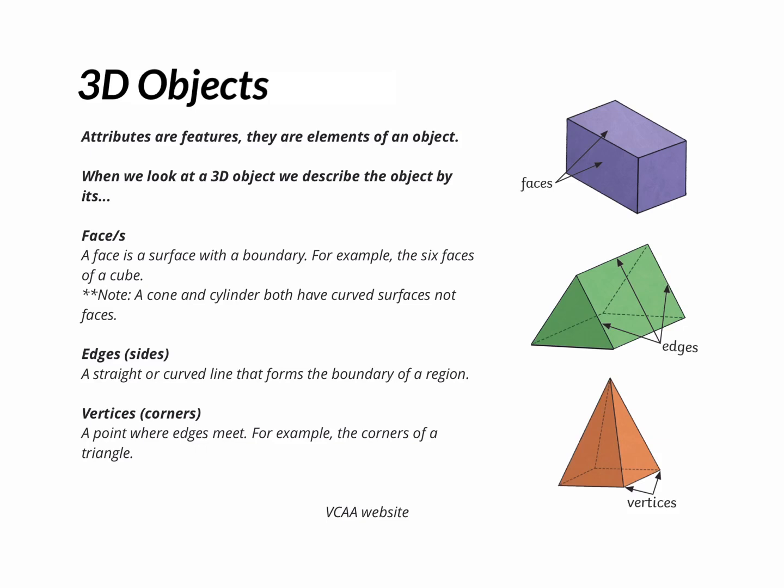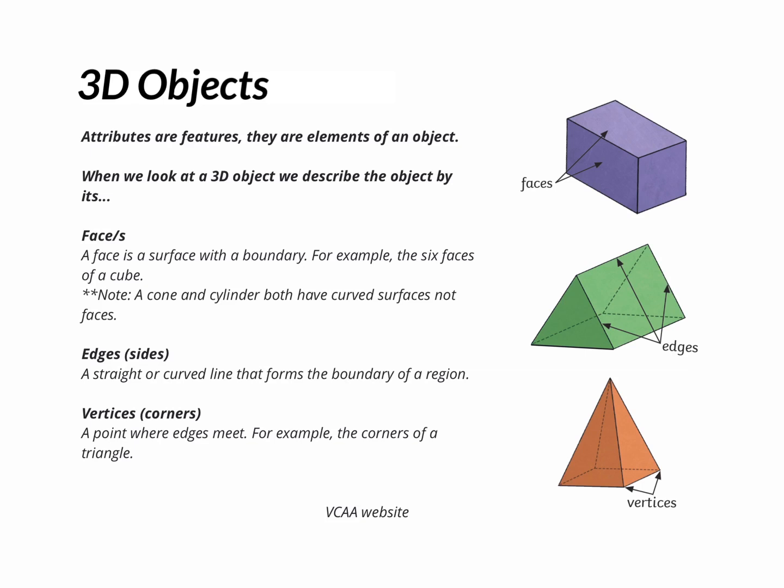In this video, we are going to explore 3D objects. Attributes or features are elements of an object. When we look at a 3D object, we describe it by its faces, edges, and vertices. A face is a surface within a boundary.